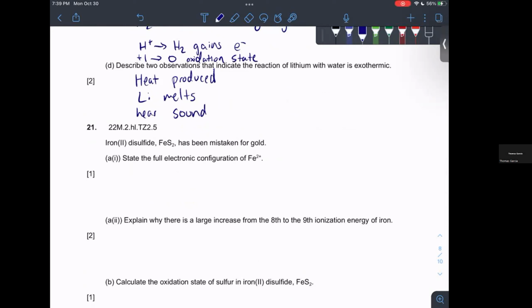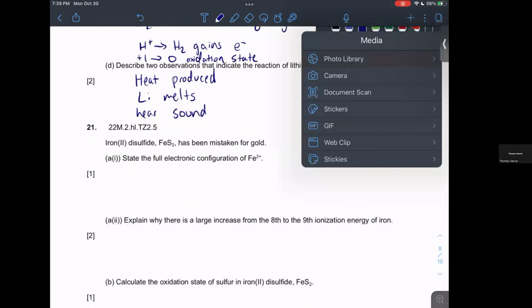All right, moving on to our last question, the big one. Iron disulfide, or iron(II) disulfide, has been mistaken for gold. State the full electronic configuration for Fe2+. All right, for this, I'll bring out a periodic table.